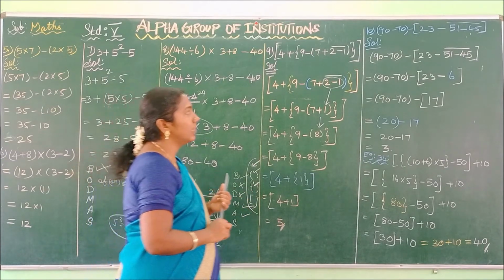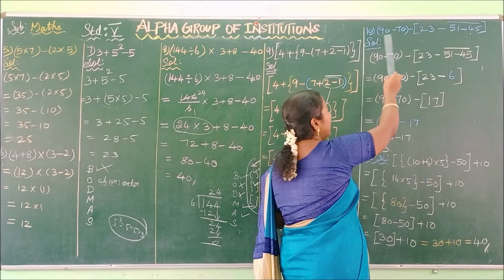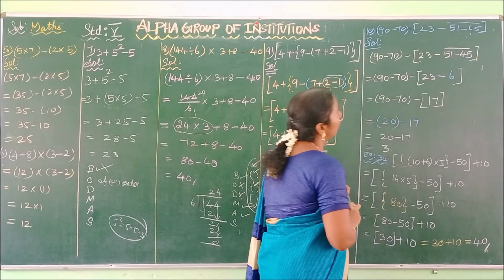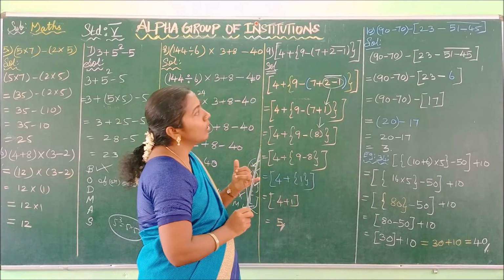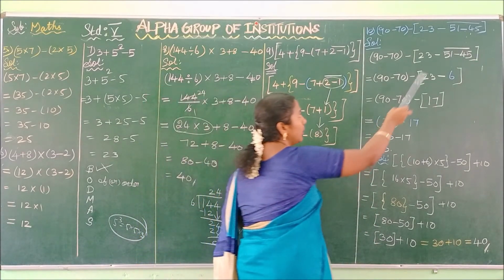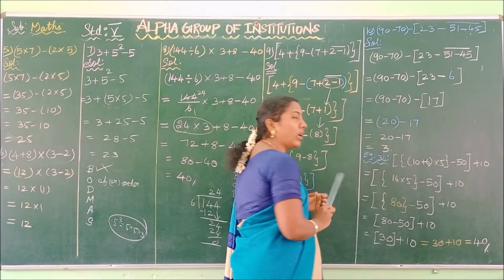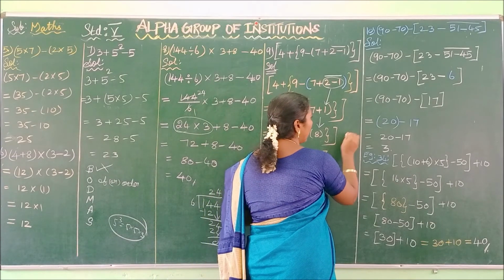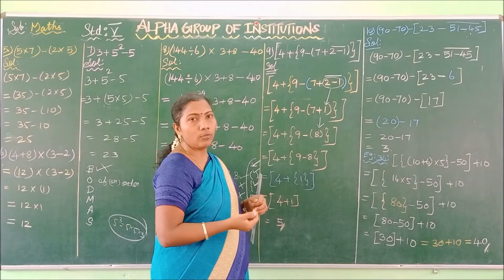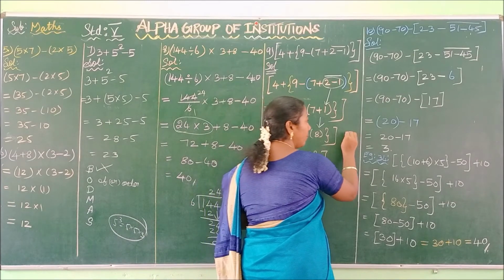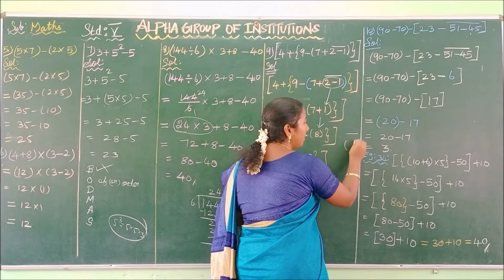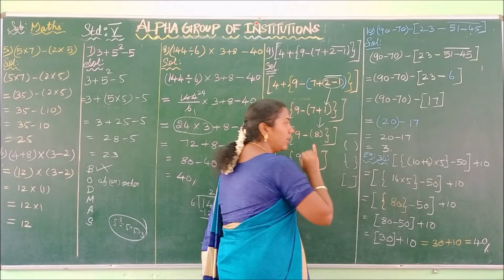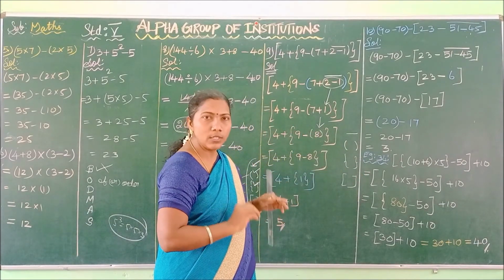Okay. Next see the 10th sum. 90 minus 70 minus 23 minus 51 minus 45. Here also we have a vinculum. We have vinculum, simple and square, only 3 types of bracket. The curly bracket is missing here. What is the order of bracket? First you have to evaluate the vinculum and then simple and then curly and then square. Vinculum, simple, curly, square. Okay.